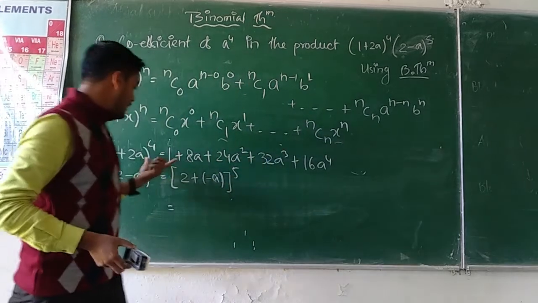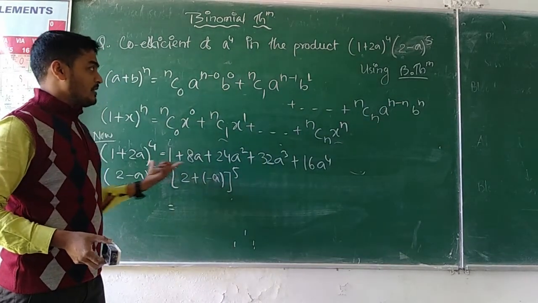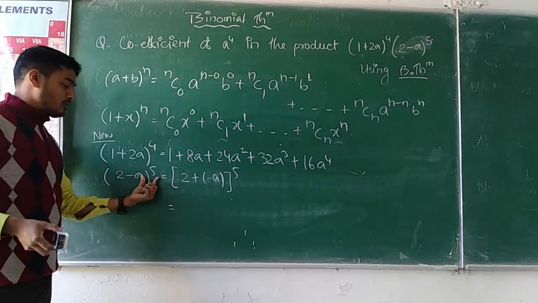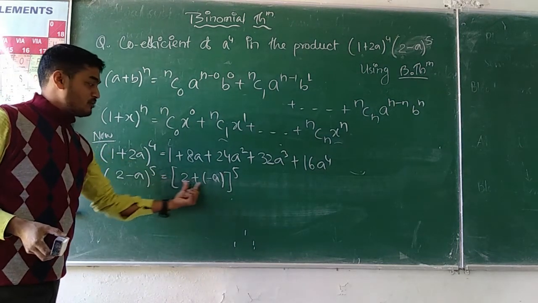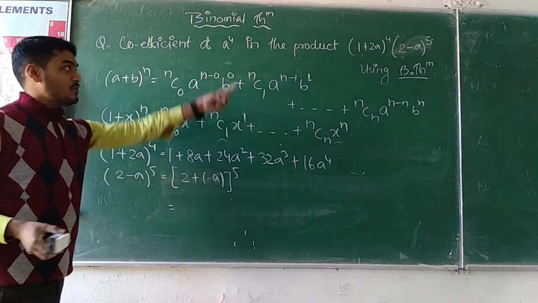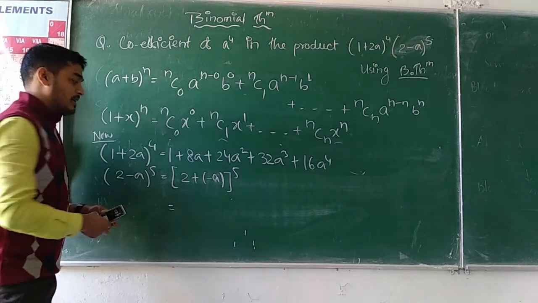So applying that, we get this expansion. And here in this case 2 minus a whole to the power 5 is the standard pattern. 2 plus minus a whole to the power 5. n is 2 and b is minus a plus b whole to the power n formula, apply it, we will have the another expansion.